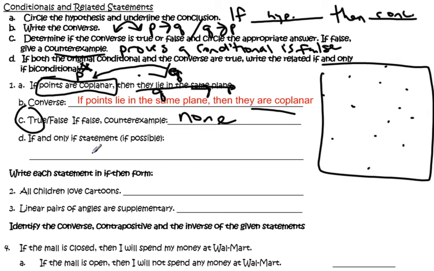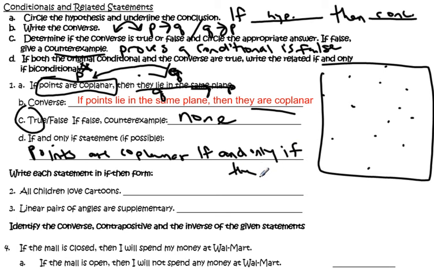So our if and only if statement. Our if and only if statement starts by saying the original hypothesis, points are coplanar, and then we put the words if and only if in between, and then your conclusion, they lie in the same plane.